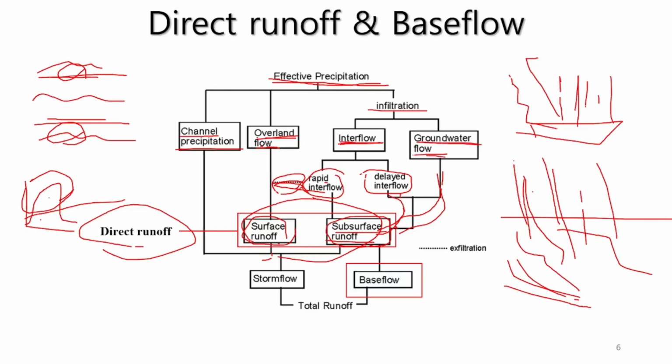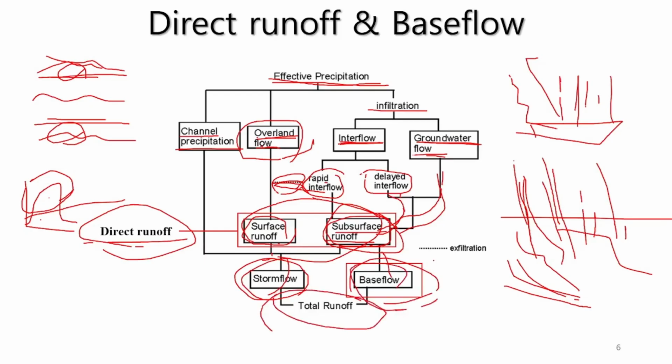So you have to remember that subsurface runoff is made up of basically interflow and groundwater flow, all the precipitation that went into the soil. And surface runoff is made up of mostly just overland flow, the water that flows on the surface. When we combine these two together, we call them direct runoff. After that, all of this gets combined and becomes storm flow, and the stuff that gets combined into subsurface runoff becomes what we call base flow. When you combine storm flow with base flow, we have total runoff.